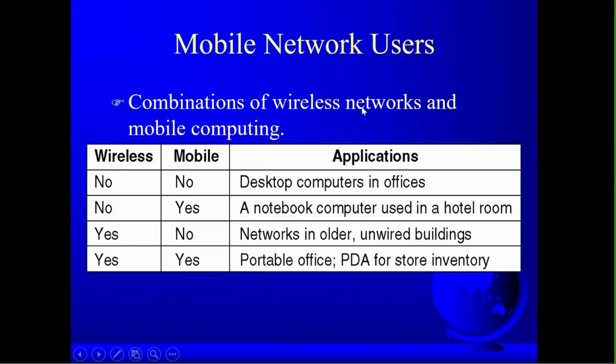Wireless communication is very common for networking. It could be mobile and wireless, like your portable office laptop and your phone. It could be wireless but not mobile, or mobile but not wireless, for example, desktop computers in offices without wireless connection. So mobility does not imply wireless connectivity, and wireless connectivity does not imply mobility. You could have either, or you could have both. Okay? Let's move on.